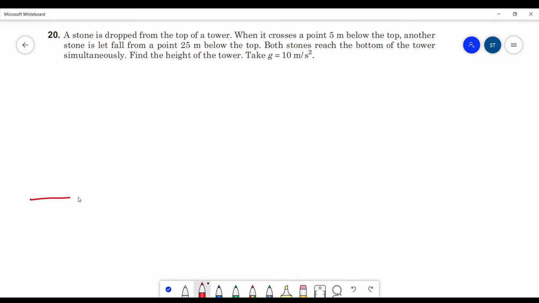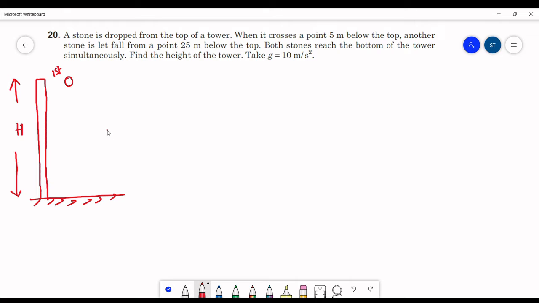So let us consider this as our ground level and there is a tower. We don't know the height of this tower. Let us take the height of the tower as h. Now let us consider this as our first ball and this as our second ball. Second ball is 25 meters from the top of the tower.